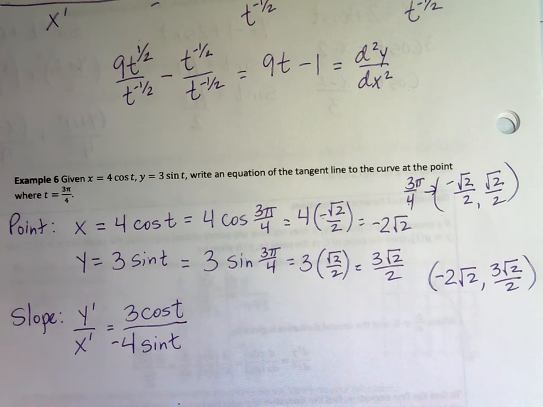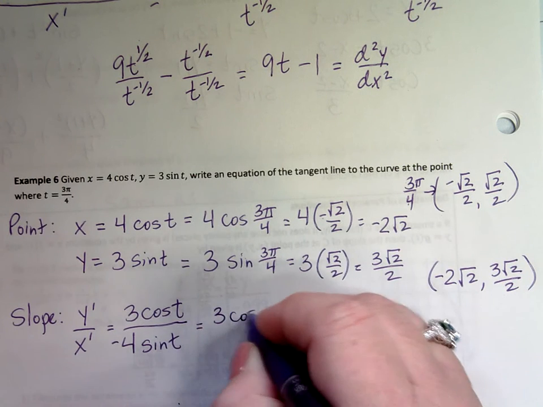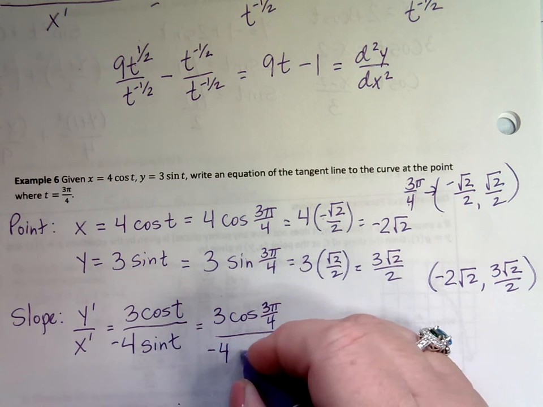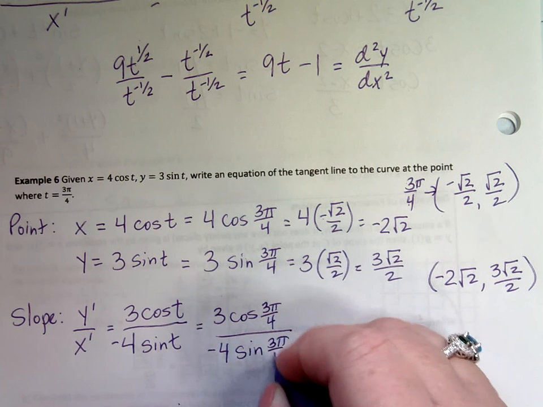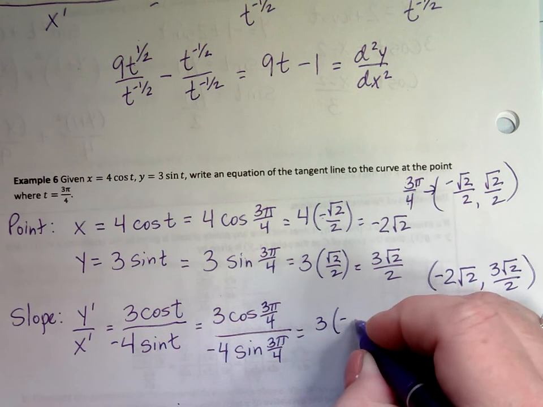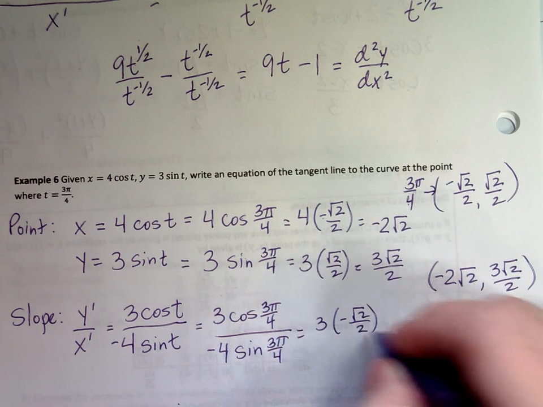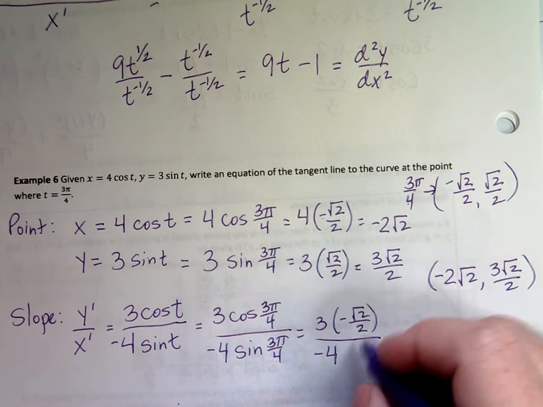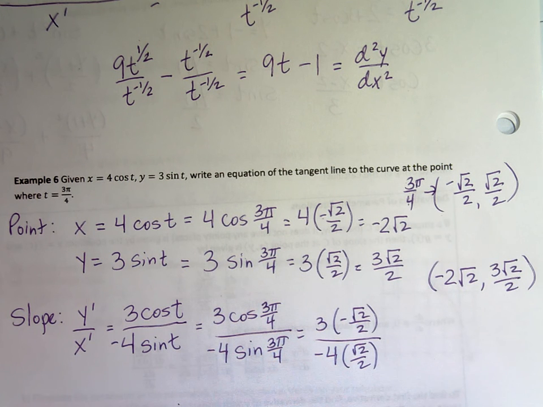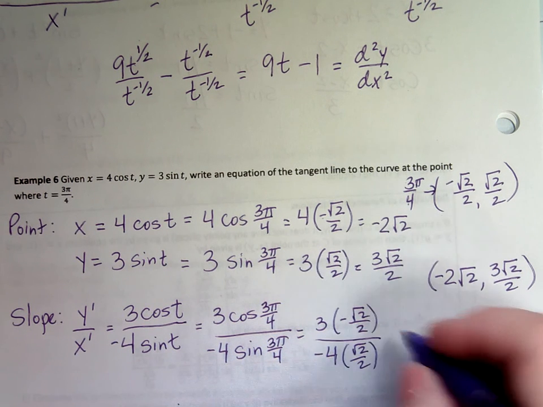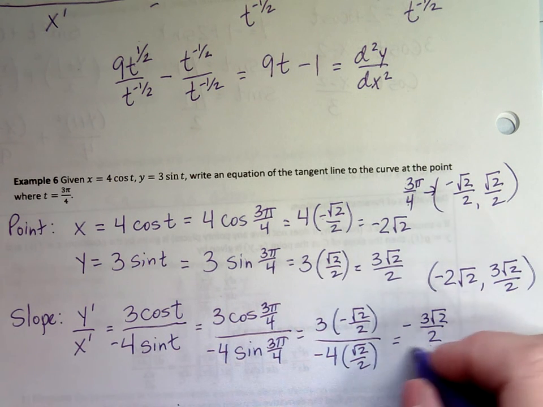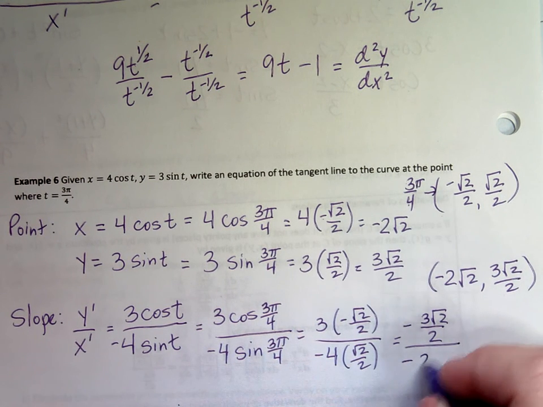So it's going to be 3 cosine of 3 pi over 4 over negative 4 sine of 3 pi over 4. Plug in your values from the coordinate. 3 cosine is the x, negative square root of 2 over 2. Negative 4, the sine is the y, square root of 2 over 2. I have up top a negative 3 square root of 2 over 2. And on the bottom, I have a negative 2 square root of 2. Now the negatives cancel.